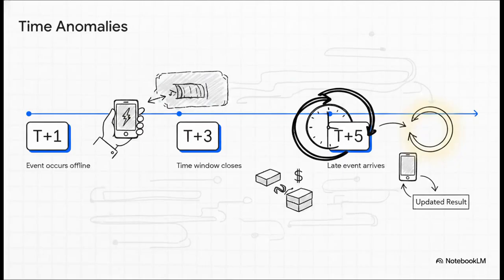Picture this scenario. A user taps checkout on their phone, but right at that exact second, they drive into a tunnel and lose their signal. Meanwhile, our server's stream processor is calculating total sales for that specific minute, and it eventually closes its time window. 5 minutes later, the user's phone gets a signal back, and that late event finally arrives at the server. A robust stream processing system absolutely has to handle these late, out-of-order, or missing events gracefully, usually by emitting an updated, corrected result for that older time window.